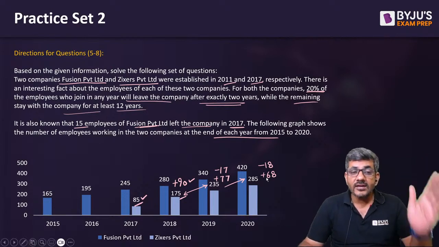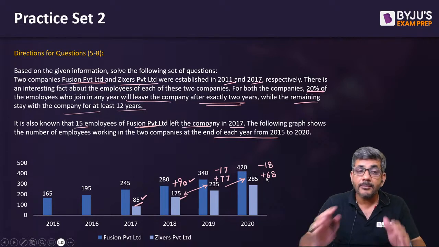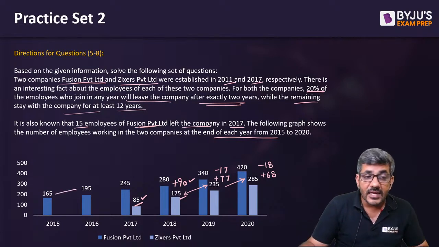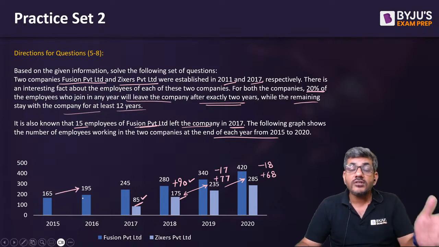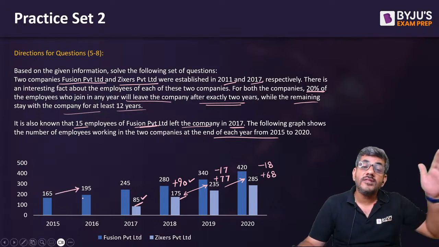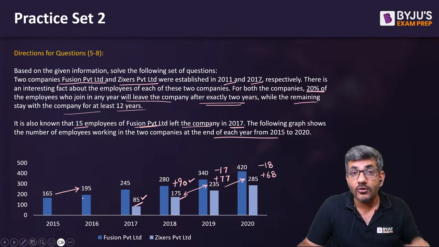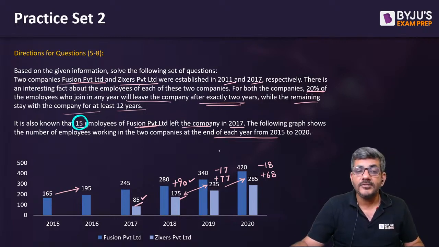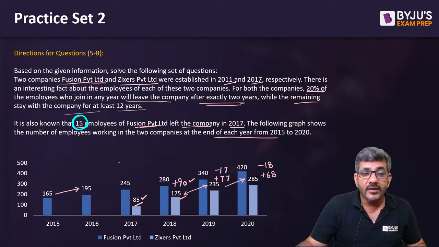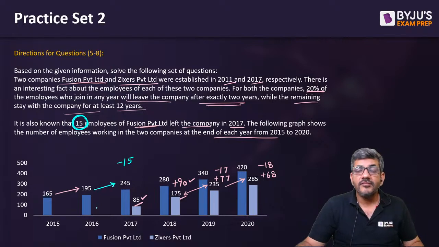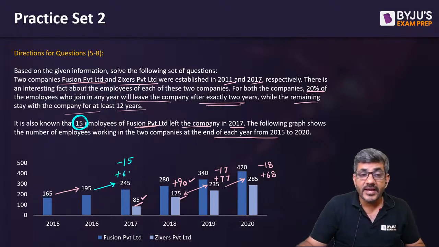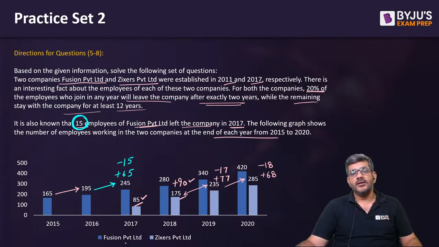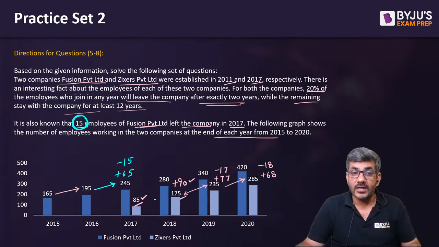Similarly, can I calculate that for the other company as well, Fusion Private Limited? The problem is, I can't say that 30 people have joined here. The workforce has increased by 30, but how many of them have left from the previous years? We don't know that. So how can I work here? Use this: 15 employees of Fusion Private Limited left the company in 2017. In 2017, 15 people left. But I am looking at an increase of 50 here. That means 65 people would have joined. 15 people left, 65 would have joined.